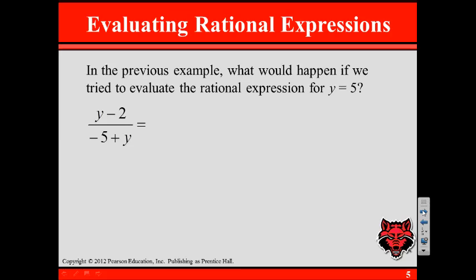In the previous example, what would have happened if we would have tried to evaluate the expression for y equals 5? Let's try it. So we replace every y value with 5. That becomes 5 minus 2 over negative 5 plus 5. 5 minus 2 is 3. Negative 5 plus 5 is 0. And if you will remember from way back in Module 1 and Module 2, if we divide by 0, we say this value is undefined.